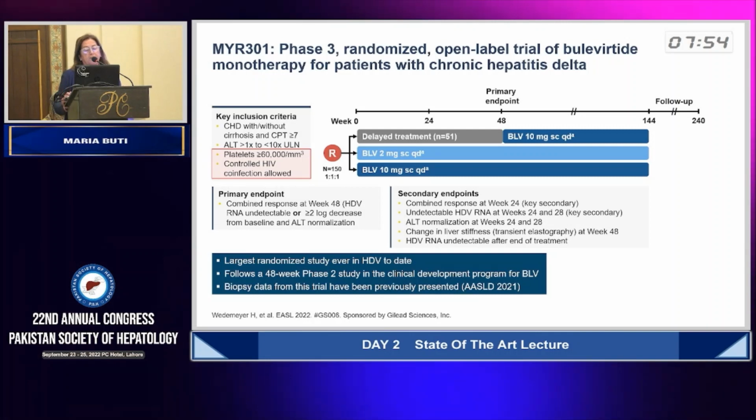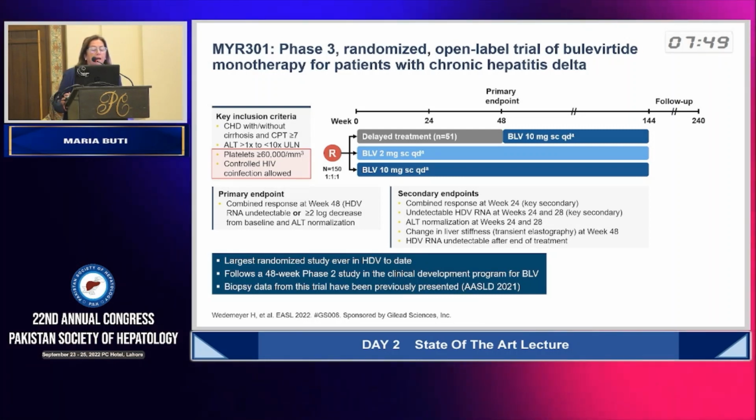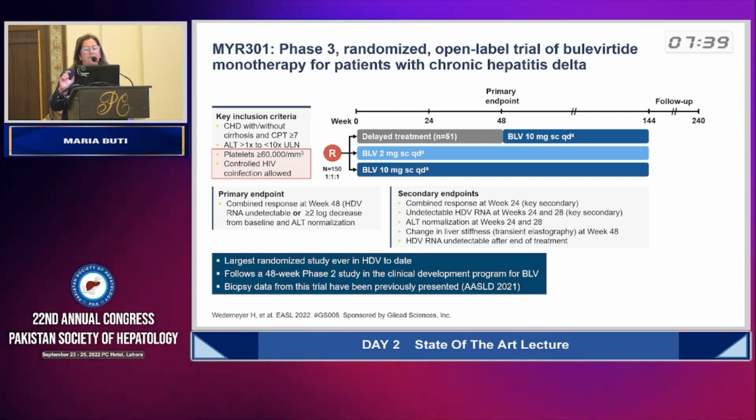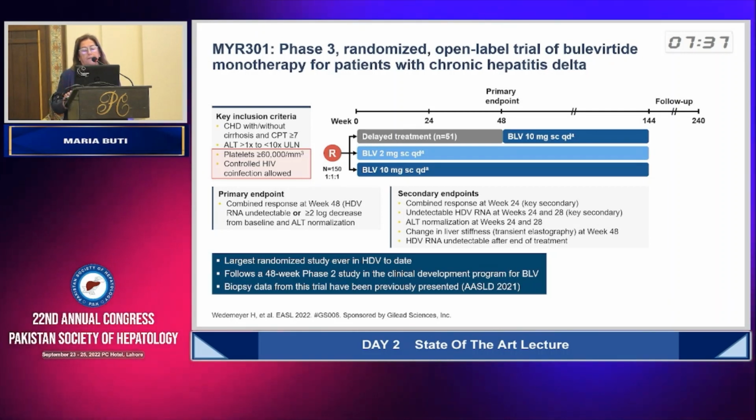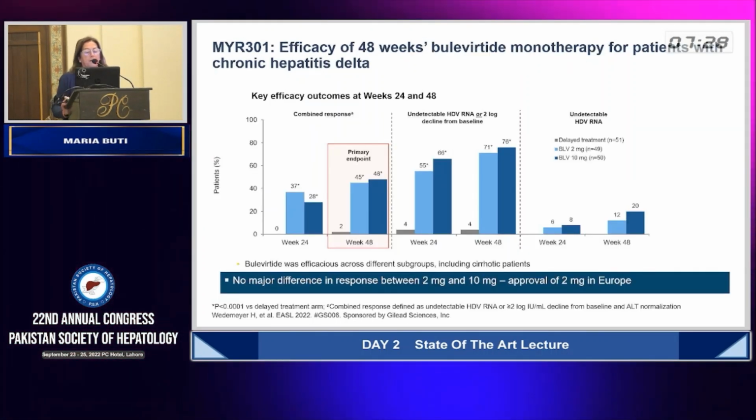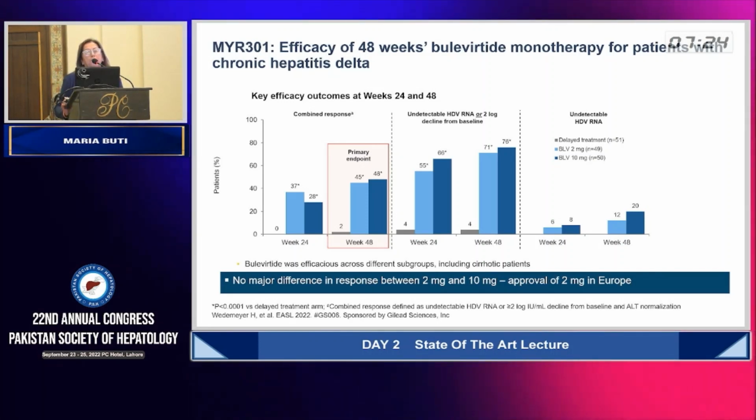This is the largest randomized study performed ever in hepatitis delta, and the primary endpoint is the combined response. That means HDV RNA undetectable or 2 log decline in the levels of viremia from baseline and ALT normalization. The study is ongoing, but in the last EASL meeting, Heiner Wedemeyer showed the primary endpoint results at week 48.